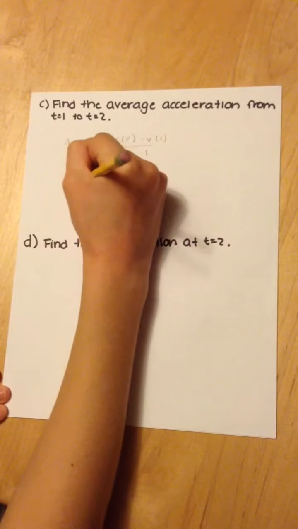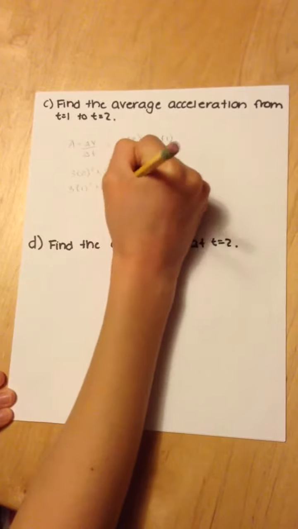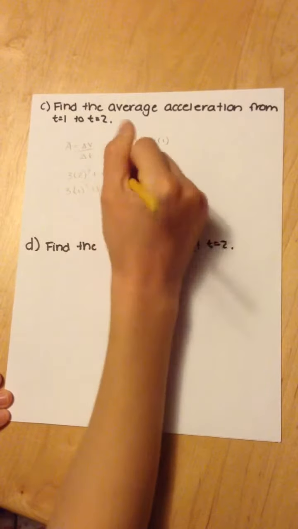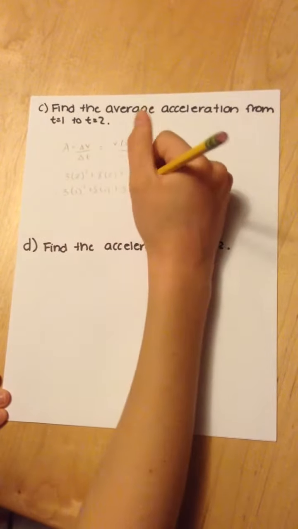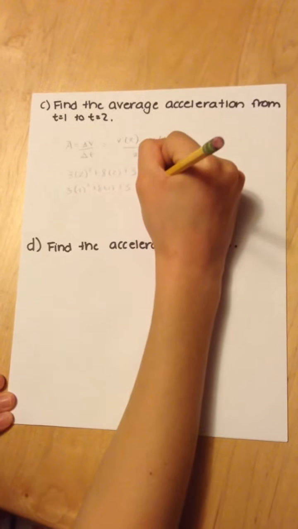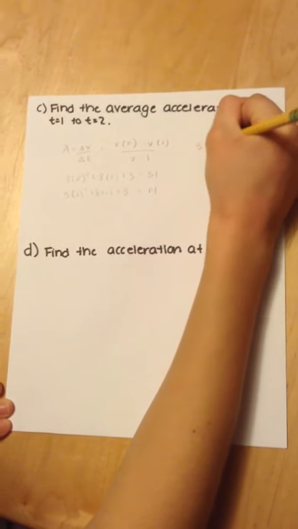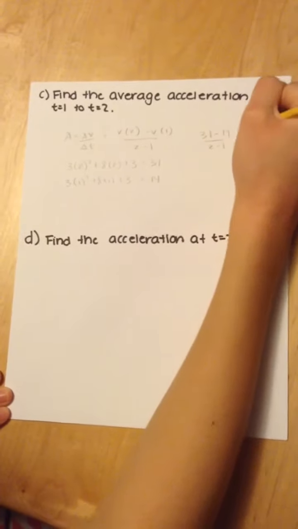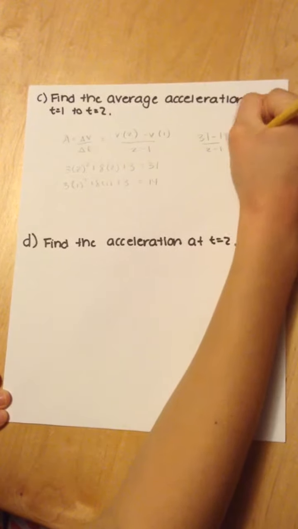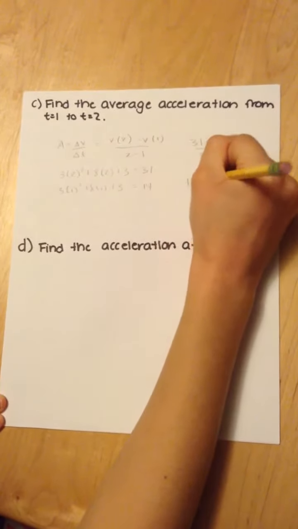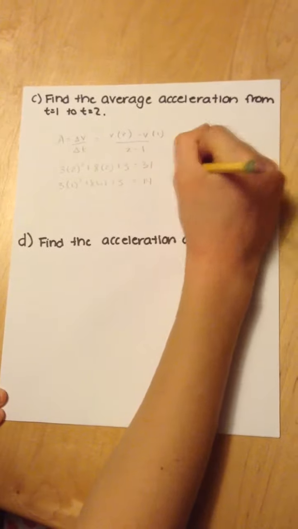So 3 times 1 squared plus 8 times 1 plus 3. That would be 3 plus 8 plus 3, which equals 14. So then you have 31 minus 14 over 2 minus 1, which gets you 17 over 1. So it's 17 units per second squared.